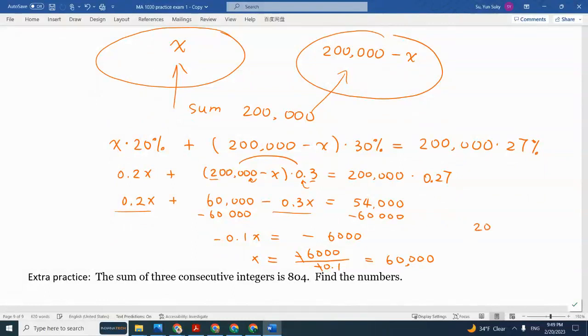And then 200,000 minus x will be 140,000. Okay, so this is the amount invested in minivans, and this is the amount invested in alternative fuel vehicles.